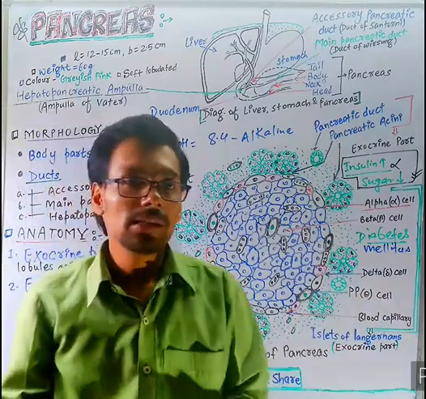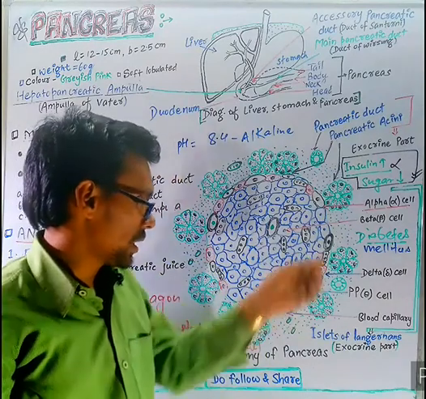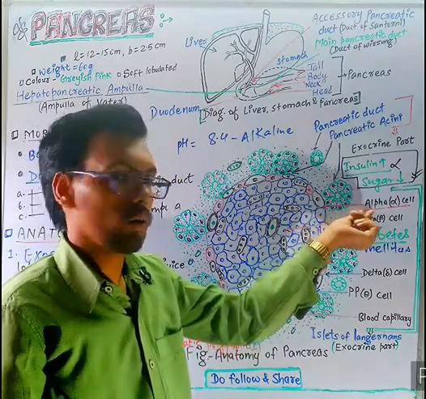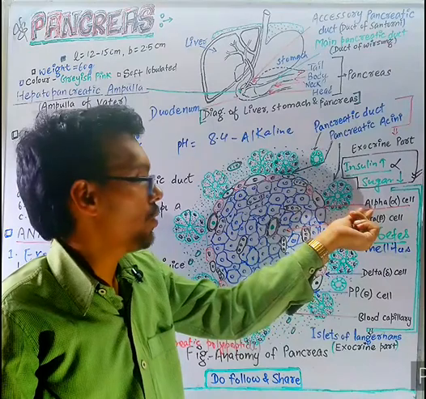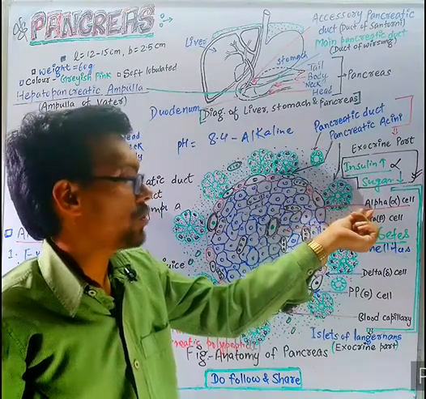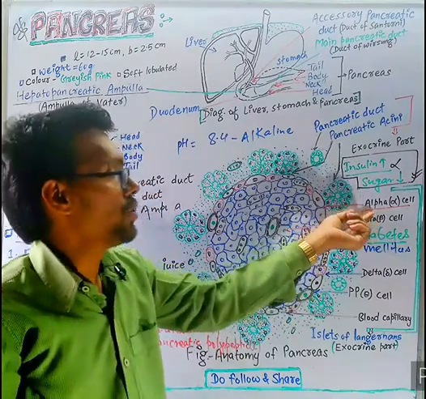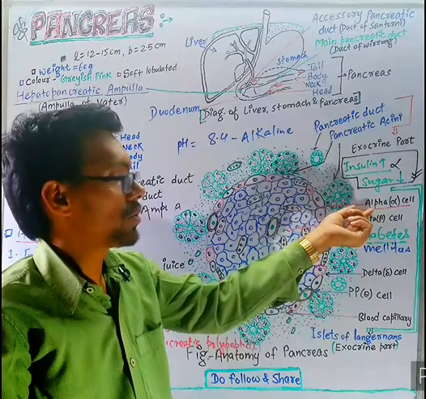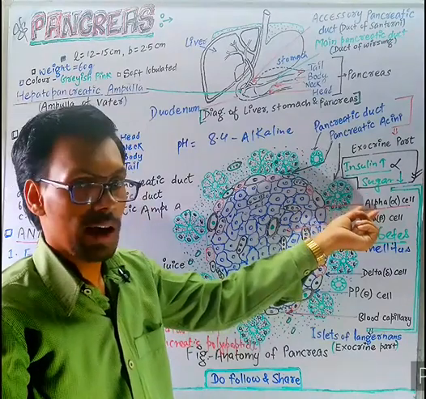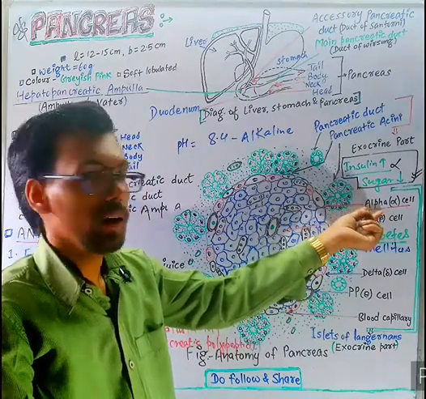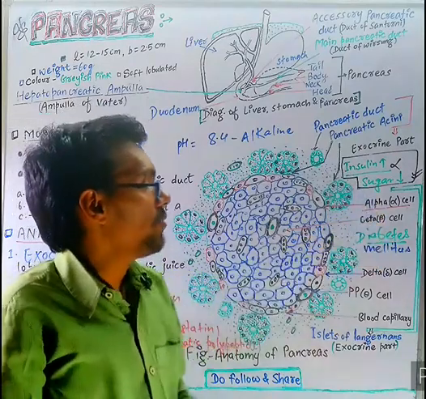Now alpha cells secrete a hormone called glucagon. Glucagon drives the glycogenolysis process. What is glycogenolysis? When glycogen is converted into glucose, that is called glycogenolysis, and it is driven by glucagon.